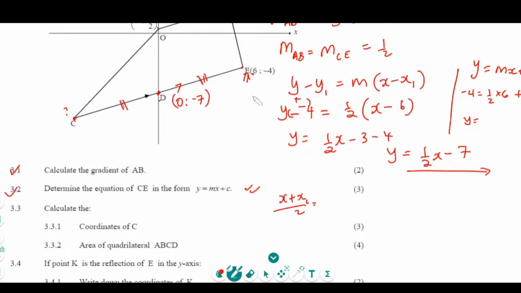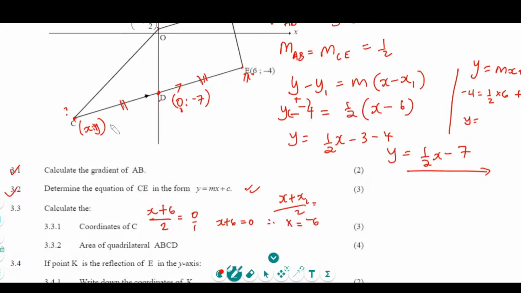So which means if I get, I'll call this x and just y. If I get the x coordinate of C plus the 6 of E, I divide by 2, it should give me this midpoint, which is a 0. I can make this over 1, cross multiply. I have x plus 6 is equal to 0, which means my x is -6.